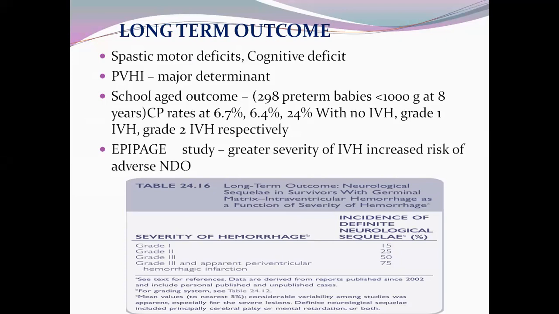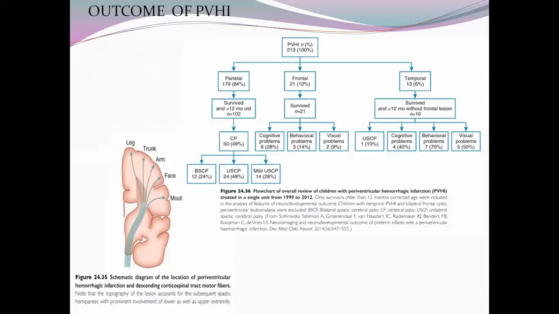And a PIPARI study showed that greater severity of IVH is associated with increased risk of adverse neurodevelopmental outcome, as you can see here. Outcome of periventricular hemorrhagic infarction is based on the site of involvement. If it is parietal, it has been associated with bilateral spastic cerebral palsy and unilateral spastic cerebral palsy. If it is frontal or temporal, it's mostly associated with cognitive, behavioral, and visual problems.